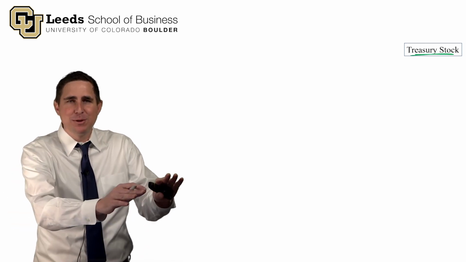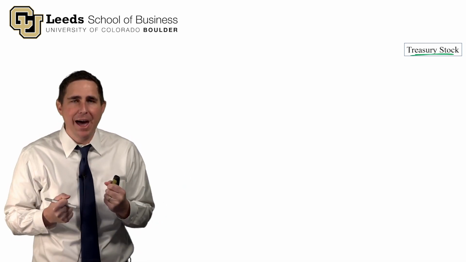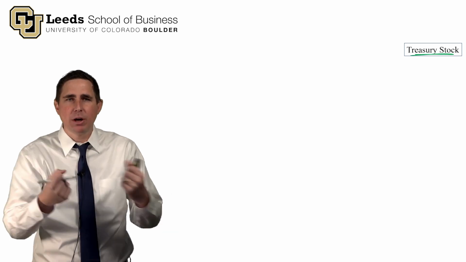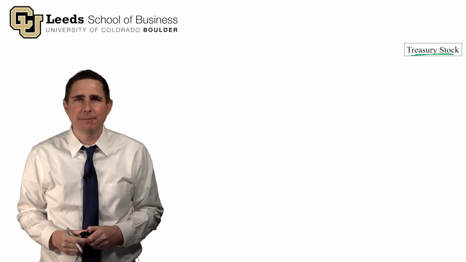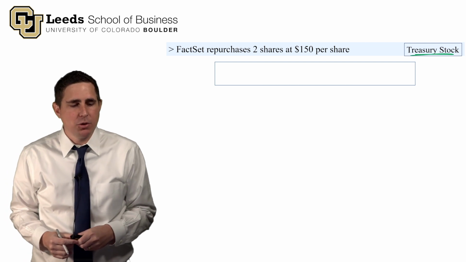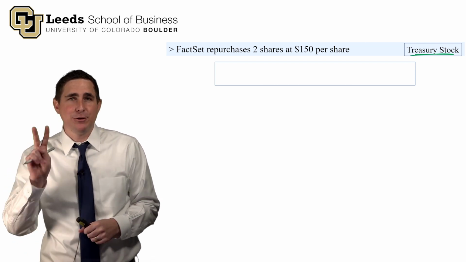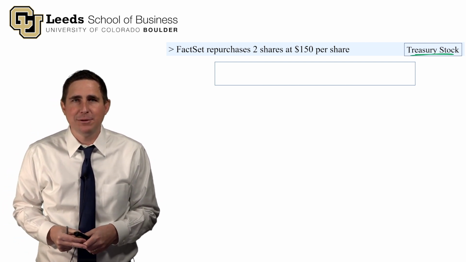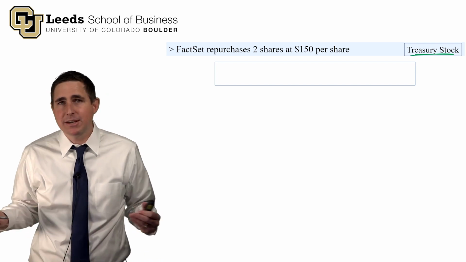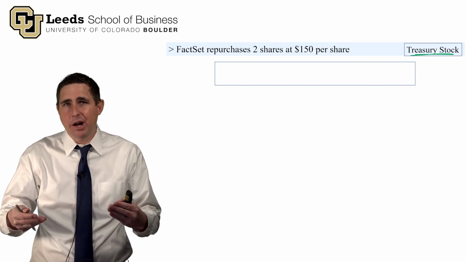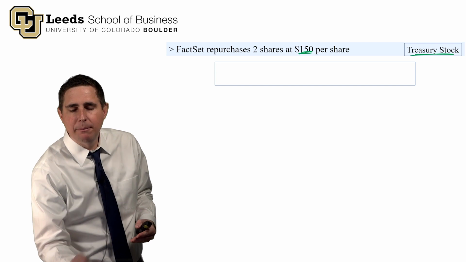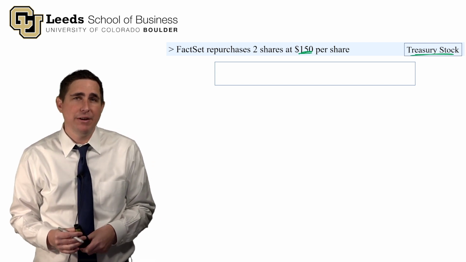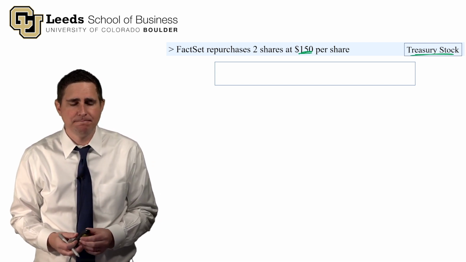So we sold you some shares in the past. Now we're going to buy those back. We're going to give you cash, and we're going to get those shares back into the company. So here's the situation. Suppose FactSet's going to repurchase 2 of those shares that are outstanding, and the market price has gone up. Remember when we sold them to the market at $100? Well, now to buy them back, we're going to have to pay investors $150 per share.